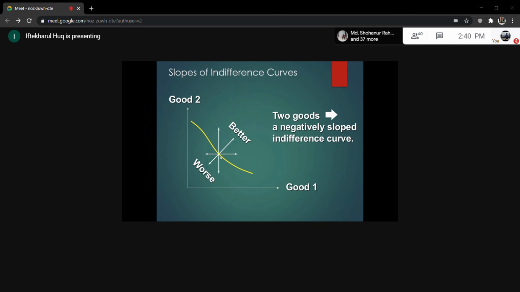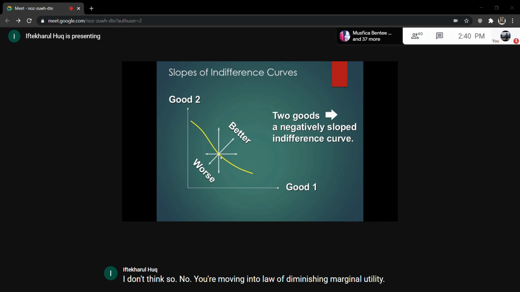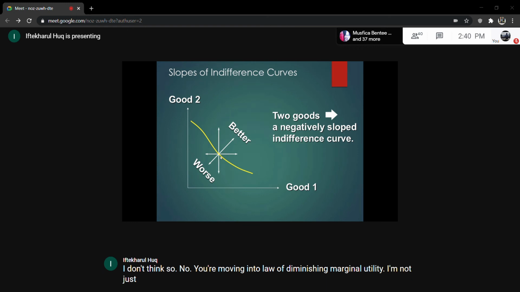I don't think so, no. You are moving into law of diminishing marginal utility. সেটা ডিফারেন্ট, এটা এখানে এখনো দরকার নেই আমার। আচ্ছা, first let me ask you the simple question and then you can try to answer it.